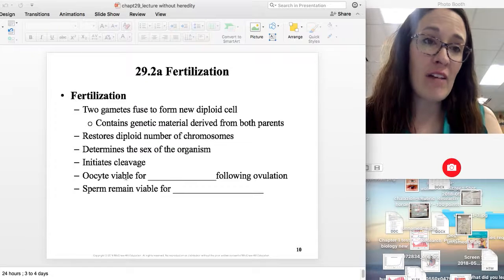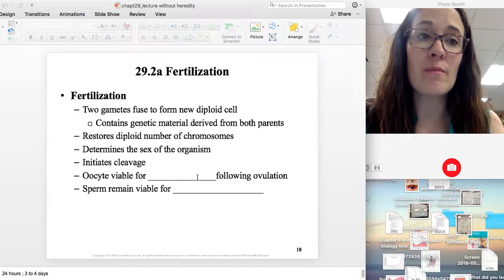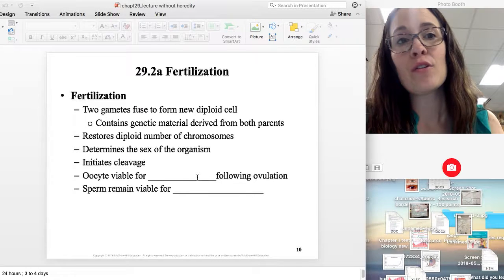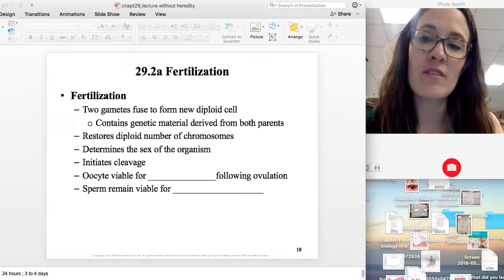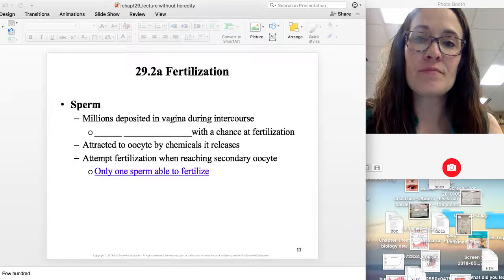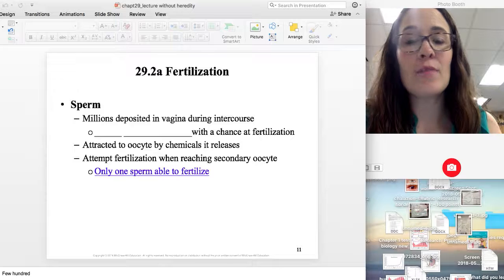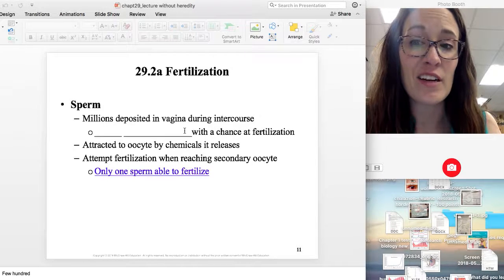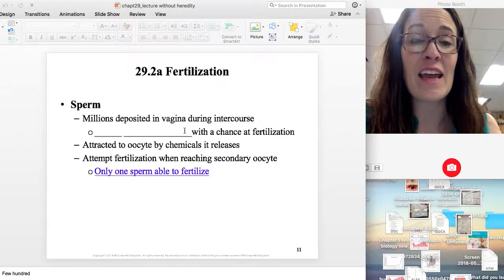Oocyte, the egg, is viable for 24 hours following ovulation, and the sperm can remain viable in the female reproductive system from 3 to 4 days. So there's a span of approximately 7 days within a female cycle in which she can become fertilized. Sperm: there are millions deposited during intercourse, but only a few hundred have actually a chance at fertilizing that egg.